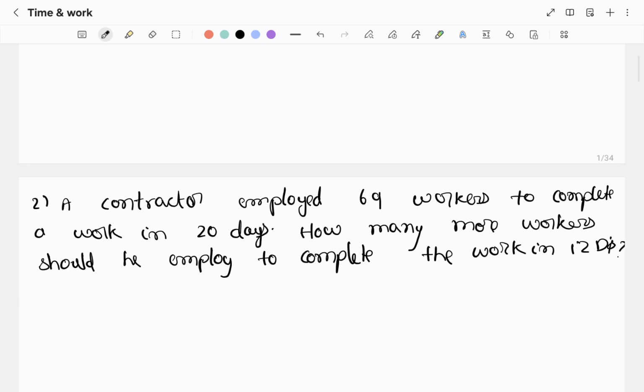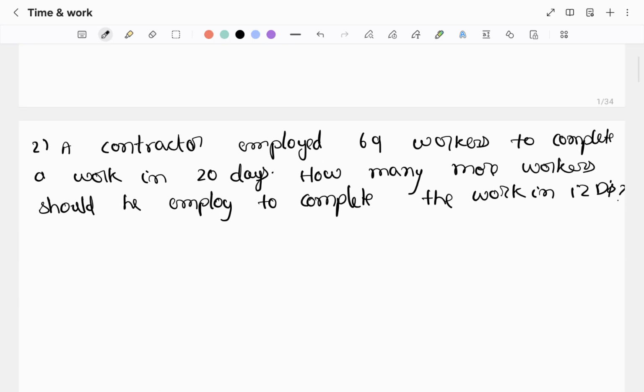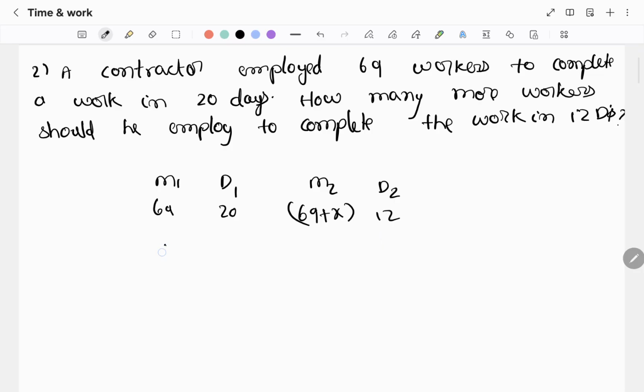Next question. A contractor employed 69 workers to complete a work in 20 days. How many more workers should be employed to complete the work in 12 days? Okay. So M1 is 69, D1 is 20 days, M2 is 69 plus x, since how many more means 69 plus how many more, and D2 is 12 days. So 69 into 20 is equal to 69 plus x into 12.